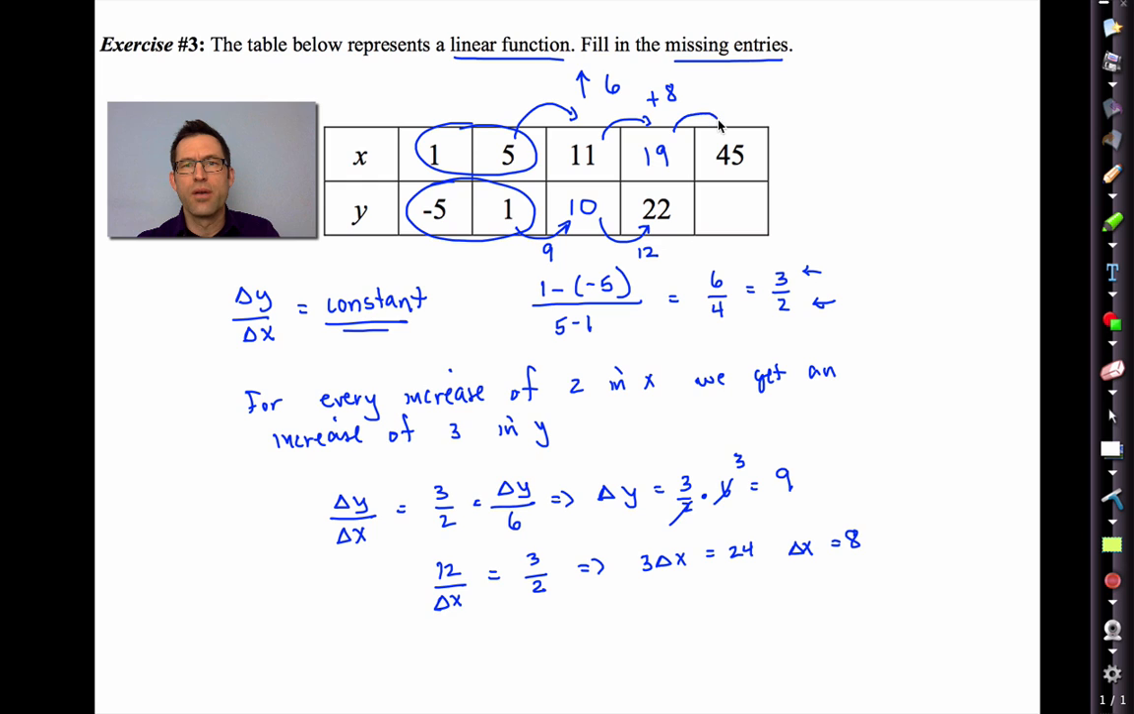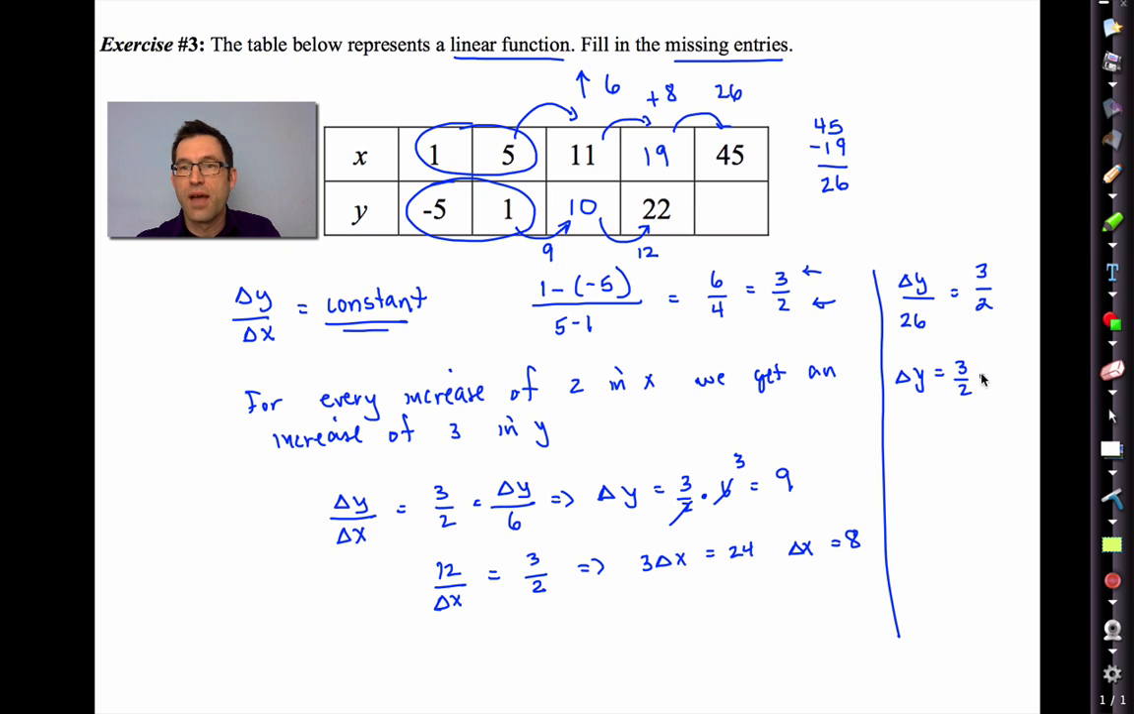Ooh, this is a big one. 45 minus 19 is 26. Wow. All right, and then I got to find room for it over here. So again, I don't know what my change in y is, but I know my change in x is 26, and I know their ratio has to be 3 halves. So my change in y must be 3 halves times 26. That's got to be 39. And therefore, I'm going to add that 39 to the 22, and I must be at 61.